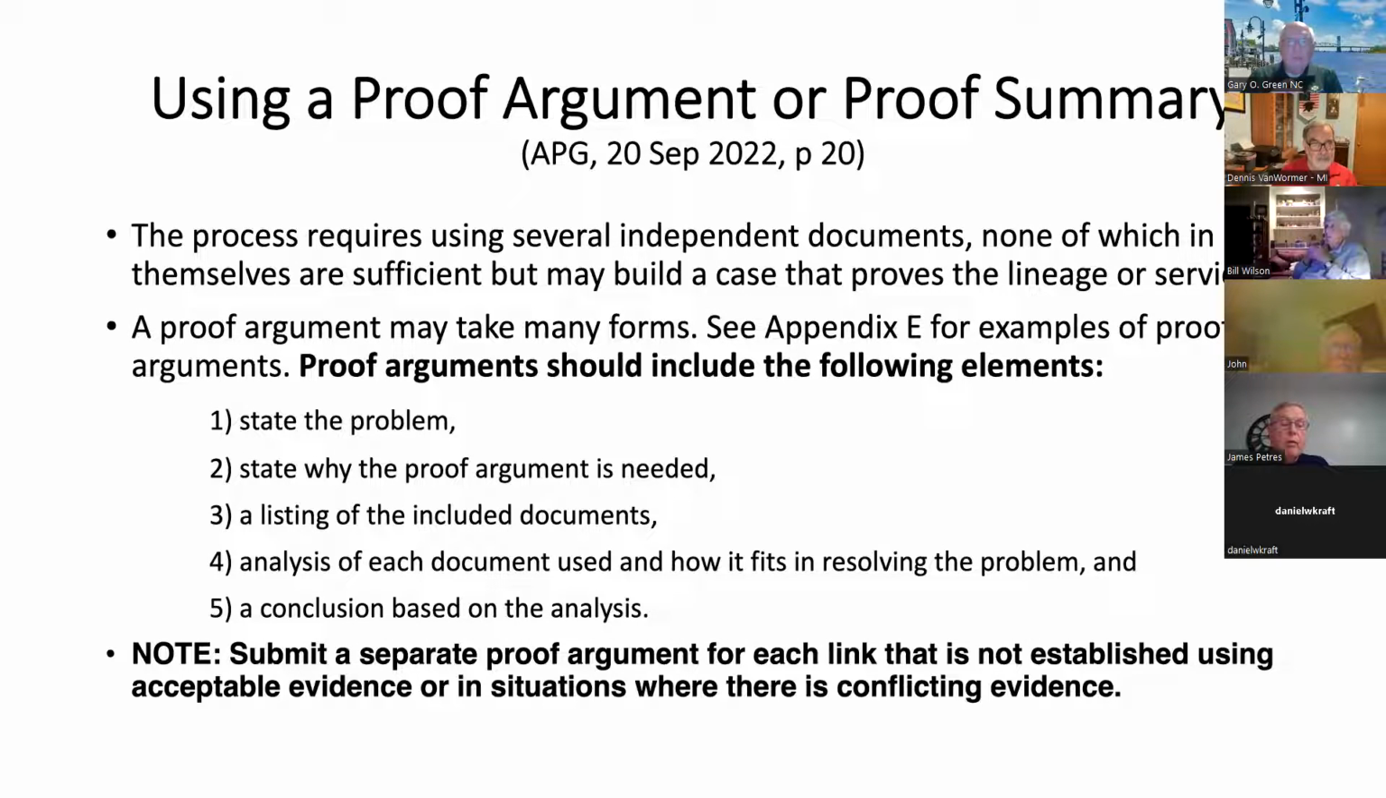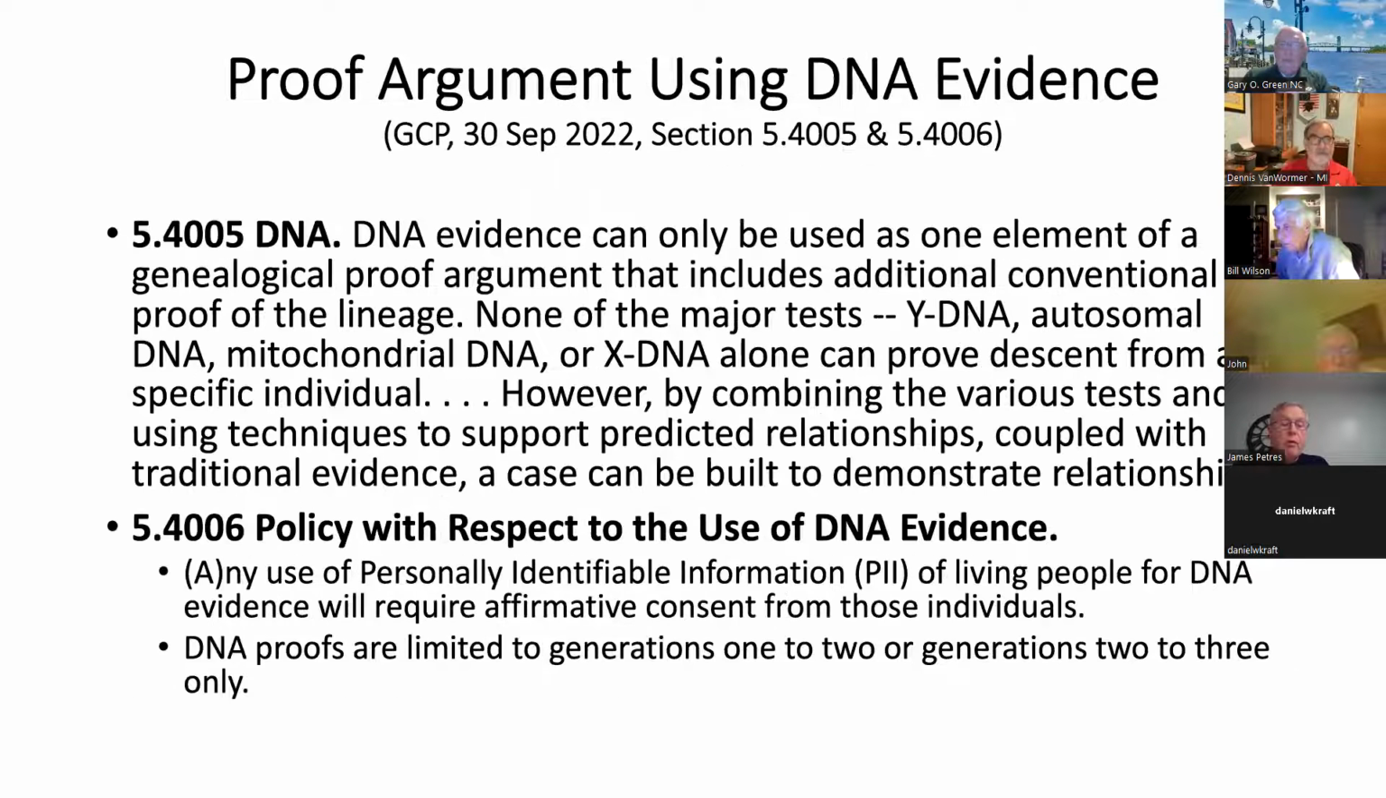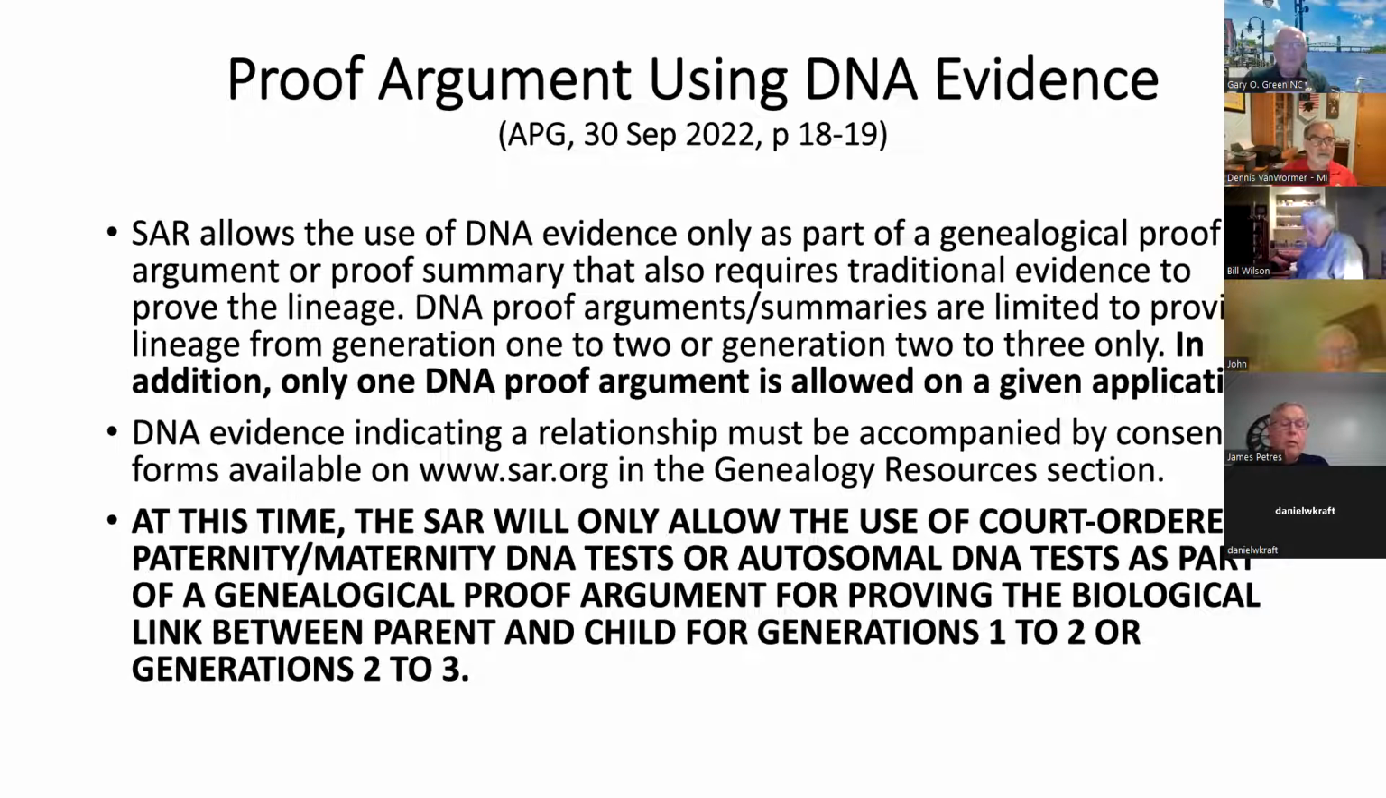So again, that was policy. Here are some more steps and guidelines that were put into the new APG, and this is one specific reason why I wanted to update to the new one, because it had changed information on the DNA area. Again, the first one's essentially the same: it may require several independent documents, just like a normal proof argument, but there needs to be documents in addition to just the DNA. Oops, I'm sorry, this went the wrong way. My apologies. Okay, so this is the APG on DNA evidence.